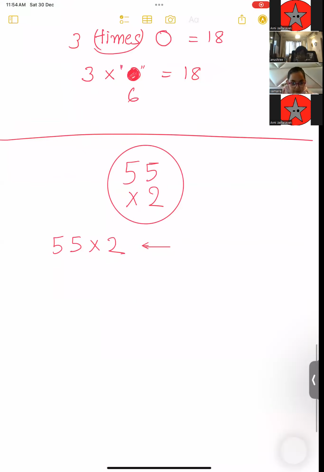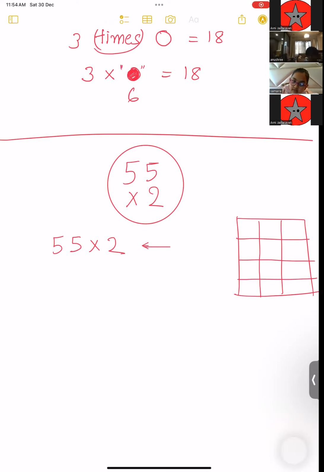So the first step is, suppose I have an actual math book which has grids, correct? So how will I write? I will write 55, then I will write times, and then I will write a 2. Got it?